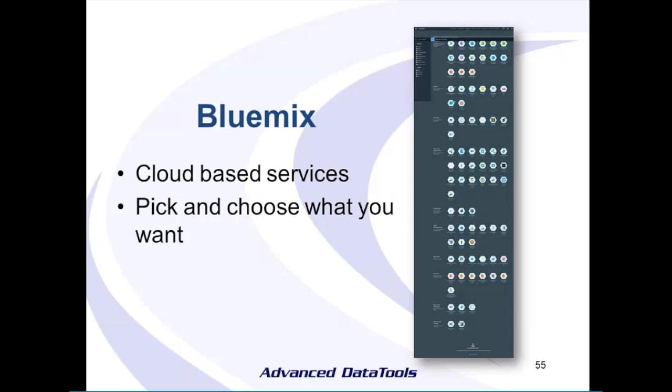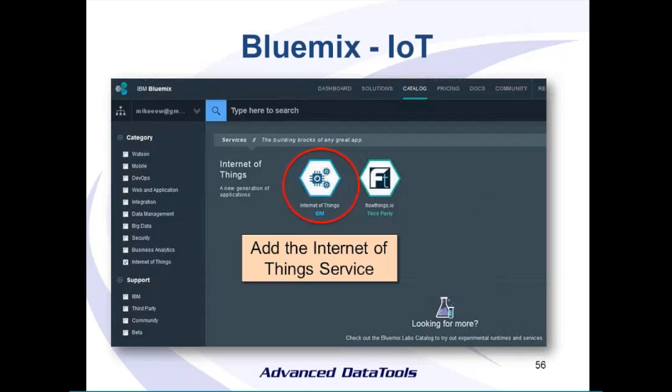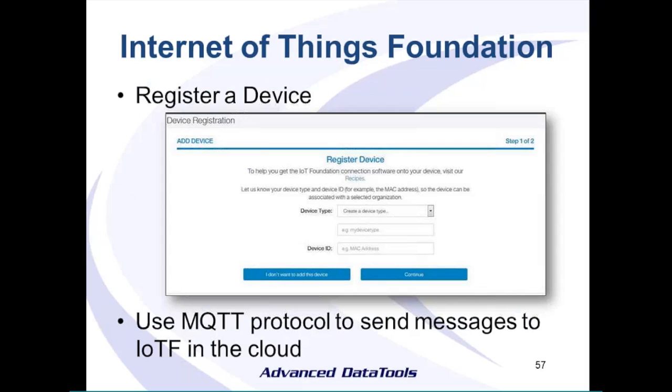So Bluemix, if you go to Bluemix, and it's free to try, you can just go ahead and choose the services that you want to employ. And one of those is Internet of Things, and you can just add this service. And then you can register your device and use the MQTT protocol to start sending messages over to the Internet of Things Foundation, and it will be stored in the cloud.